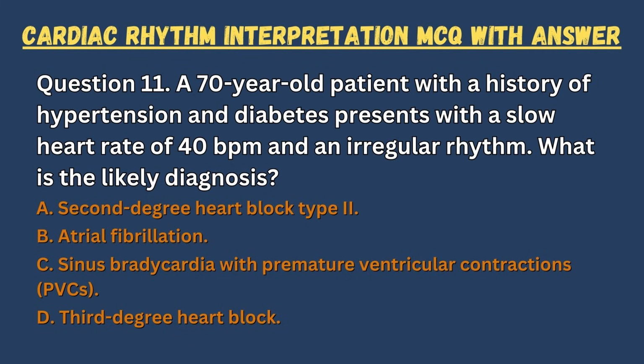Question 11. A 70-year-old patient with a history of hypertension and diabetes presents with a slow heart rate of 40 BPM and an irregular rhythm. What is the likely diagnosis? A. Second-degree heart block type 2. B. Atrial fibrillation. C. Sinus bradycardia with premature ventricular contractions, PVCs. D. Third-degree heart block.